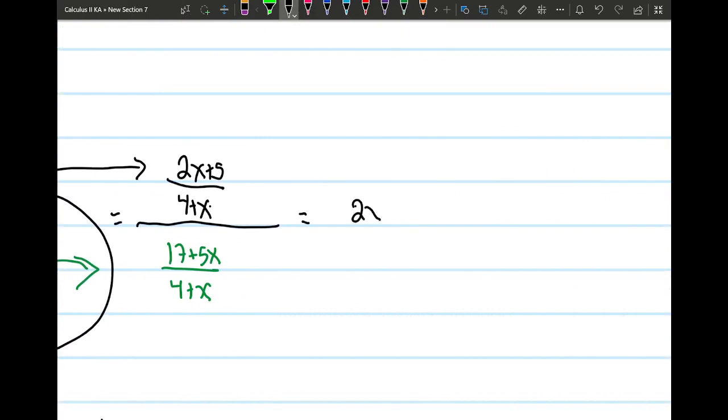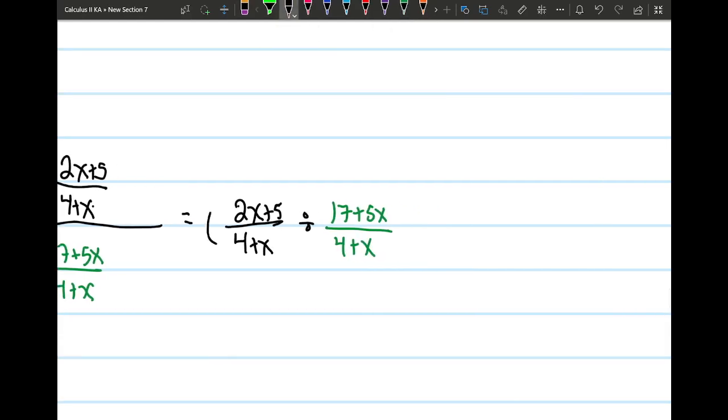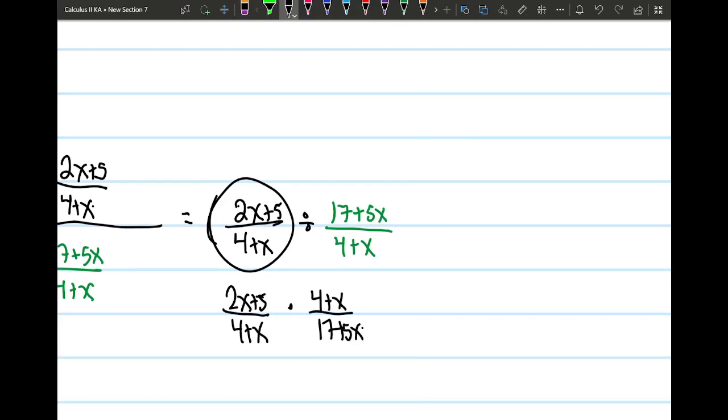So we have 2x plus 5 over 4 plus x divided by 17 plus 5x over 4 plus x. And again, the way that you do this is you keep the 2x plus 5 over 4 plus x times 4 plus x over 17 plus 5x.